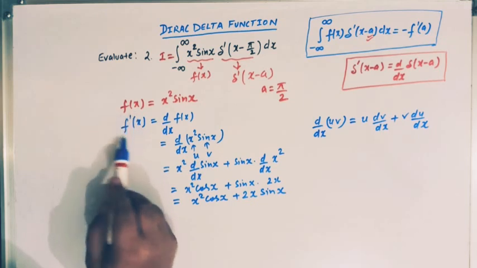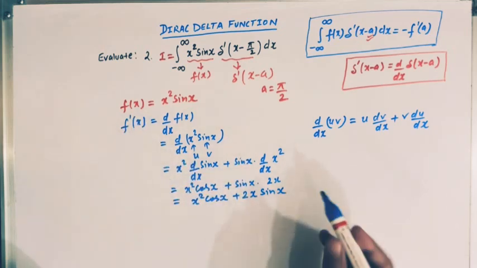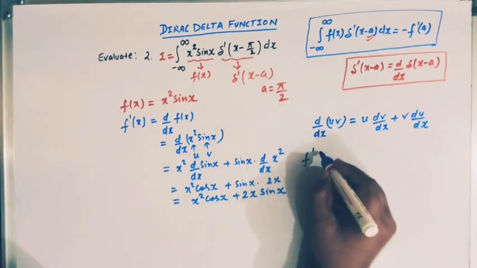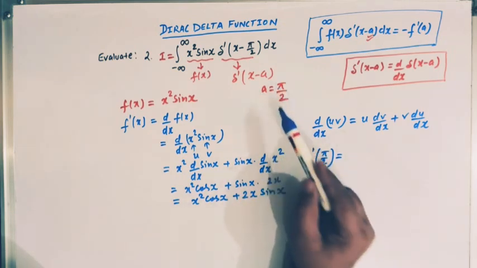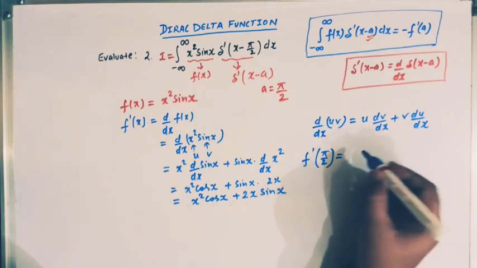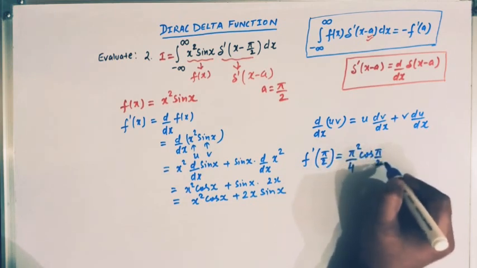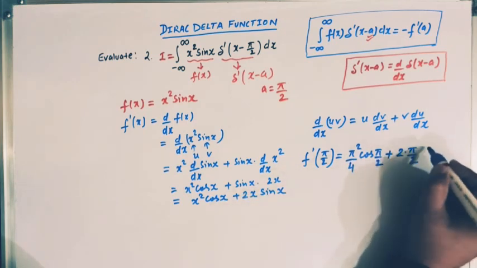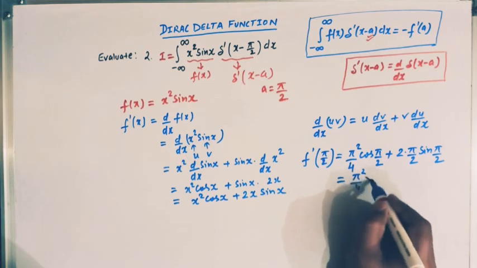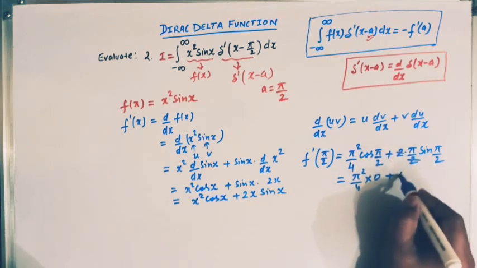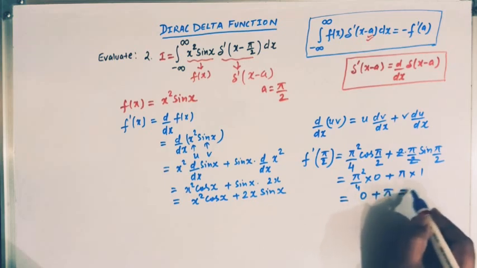Okay, so once we have obtained the derivative of f of x, we have to find the value of this derivative at a is equal to pi by 2, that is f prime of pi by 2, right? So let us substitute x equal to, or a is equal to pi by 2 here, right? So here we have pi square over 4, and here we have cos of pi by 2, then we have 2 times of pi by 2, and sine pi by 2, right? Now cos pi by 2 is 0, and here we have 2 and 2 get cancelled, so we have pi times 1, because sine pi by 2 is 1, so this is 0 plus pi, that is equal to pi, right?